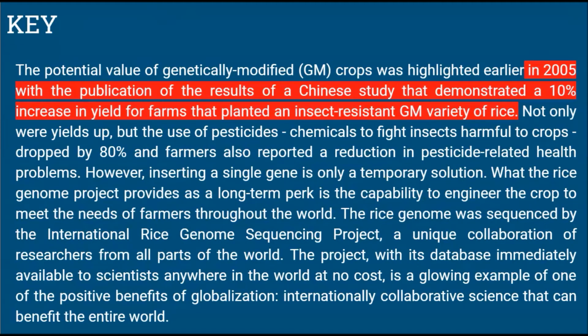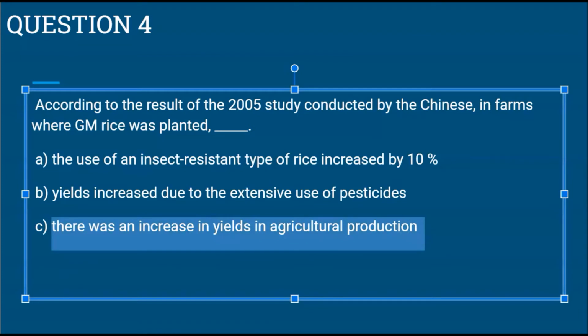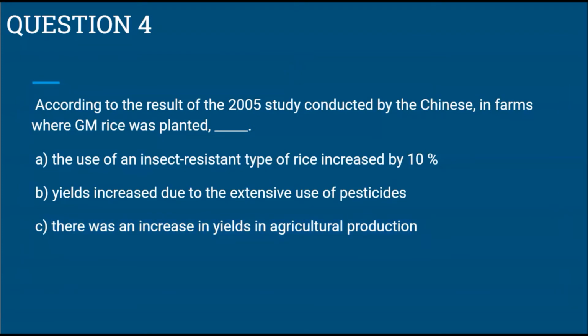Continuing with the answer key, as you can see from these lines, as shown in a 2005 study, there was a 10% increase in yield. And this was suggested in choice C, which says there was an increase in yields in agricultural production. So the correct answer for this question is choice C.